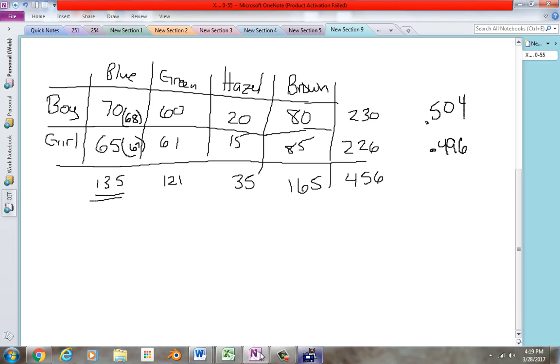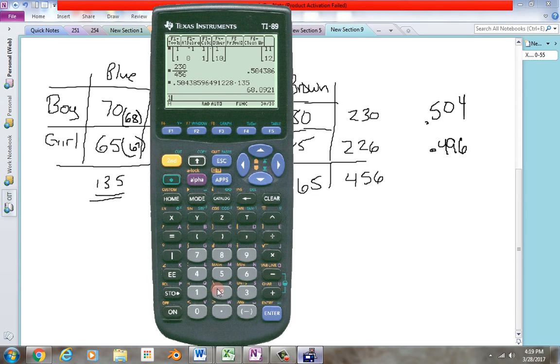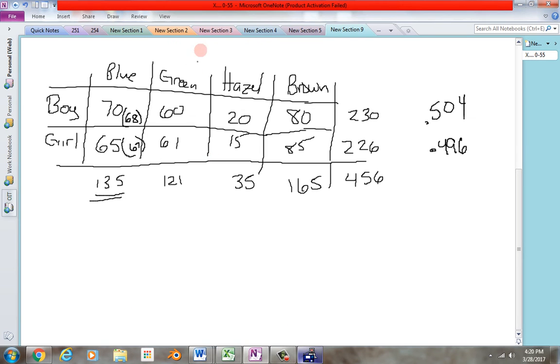And then of the 121, I would have got 60.9. And of course, then this would have been like 60.1, I suppose, because it has to, again, add up to 121. And so on and so on, all the way across. So the only difference is how we're going to find those expected values.